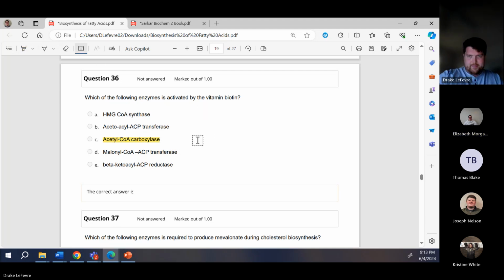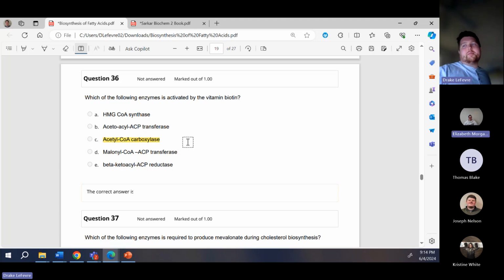ATP and bicarbonate. Or we'll use bicarbonate or CO2, whichever one. We typically say bicarbonate. And what about the coenzyme that we use? I don't remember it. It's a B vitamin. B7 to be exact. Biotin. We use our biotin.